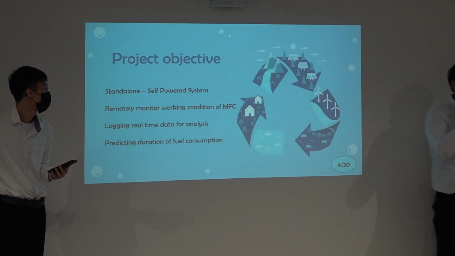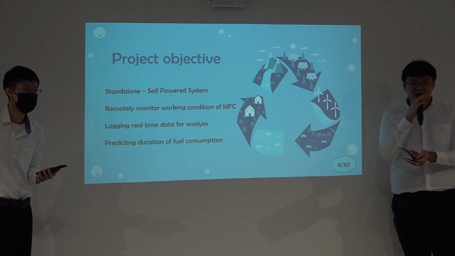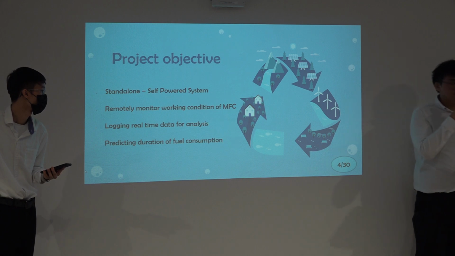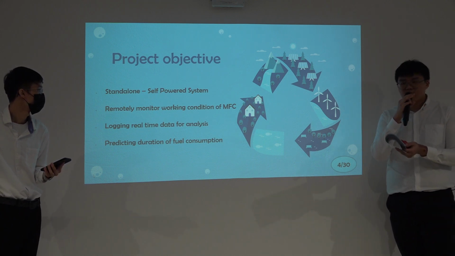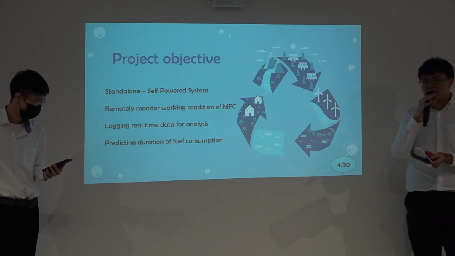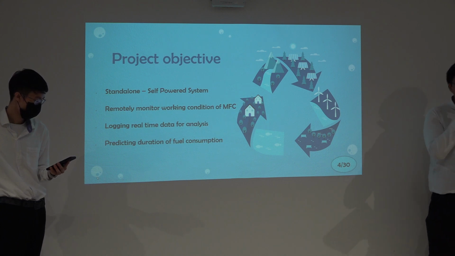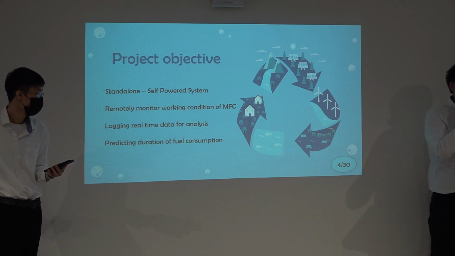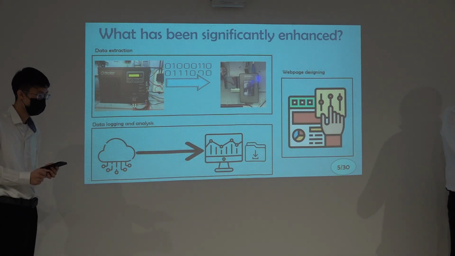The project objective. Before I start on the project objective, we need to understand that our project is a standalone project, which means that it does not require any external power and is a self-powered system. The main purpose of this project is to remotely monitor the working conditions of the MFC, also known as the modular fuel cell, to log real-time data for analysis purposes, and last but not least, to predict the duration of fuel consumption.